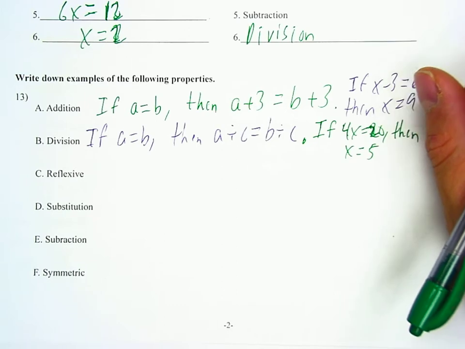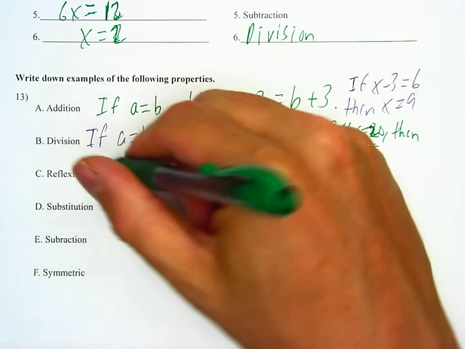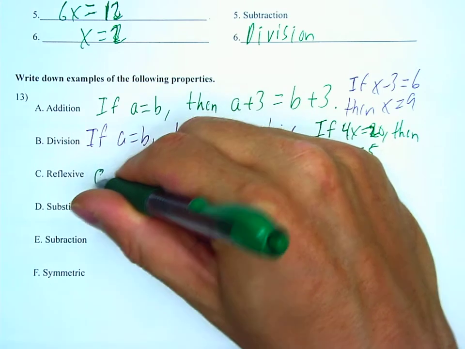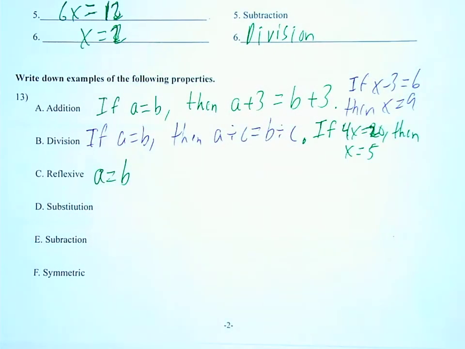All right, reflexive property of equality. This one says simply that A is always equal to A. So how do I test this one? Well, there's only really one way to test this one. I put something equal to itself.